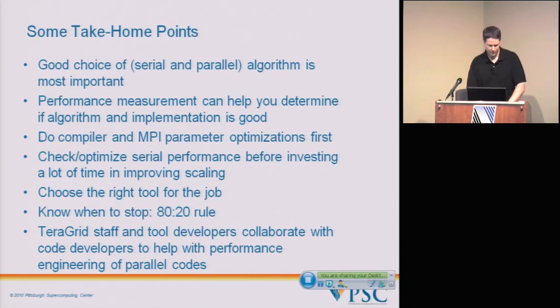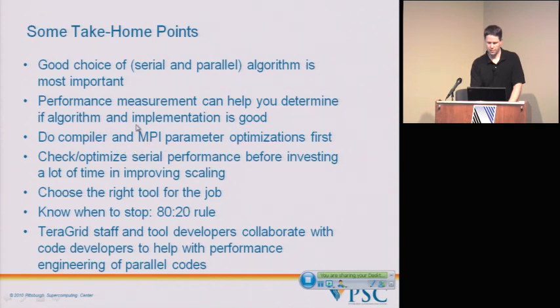Okay, so I think we've run through most of this initial slide set. So just some things to pull out of here. These are the take-home messages. At the very beginning, we talked about that the good choice of algorithm from the beginning is the most important thing. But then performance measurement may help you realize that you need a better algorithm, or it may help you to determine if you've implemented the algorithm well, if you know you've got a good one for what you want to do.